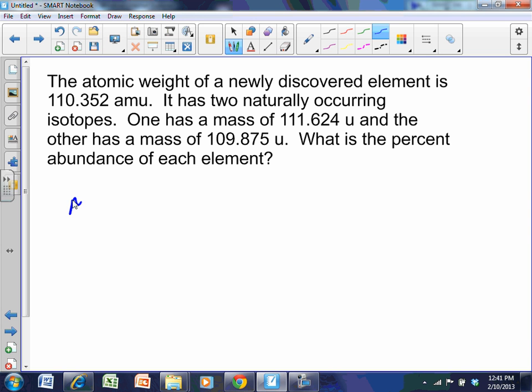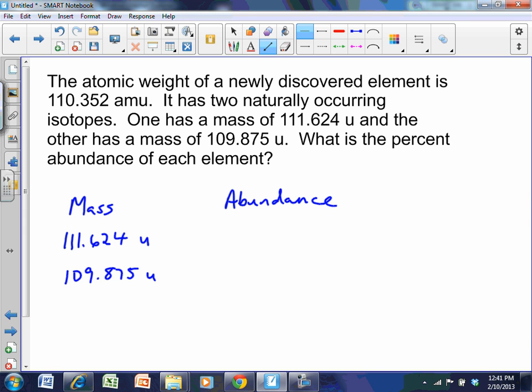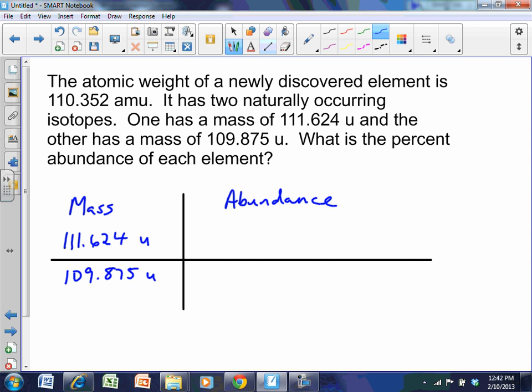So you know that the element has two isotopes, and one has a mass of 111.624, and the other has 109.875 AMU. You are supposed to find the percent abundance of each of these. And you're also given that the average atomic mass is 110.352.